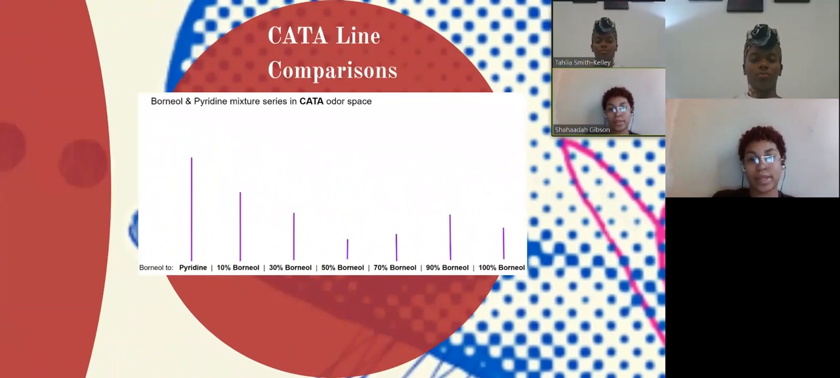And then we have the CADA comparisons. So brenniol and pyridine should be the furthest because they are dissimilar, and brenniol to brenniol would be the closest because they are the same compound and should smell exactly alike. So we don't see the perfect trend, but the trend is there. The trend we want to see is brenniol getting closer to the mixtures and itself. So from left to right, the distances of the lines should be decreasing or getting smaller.